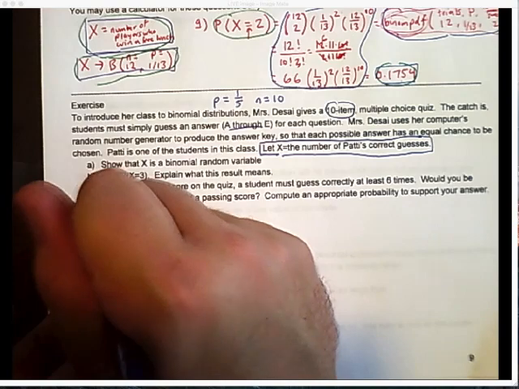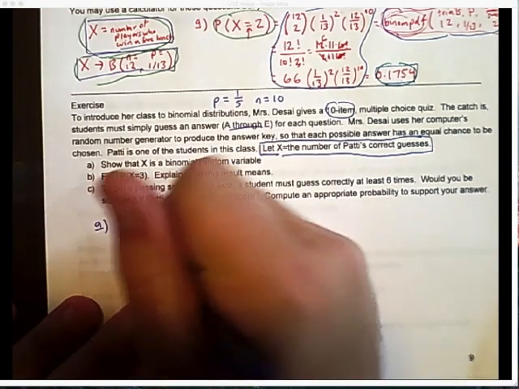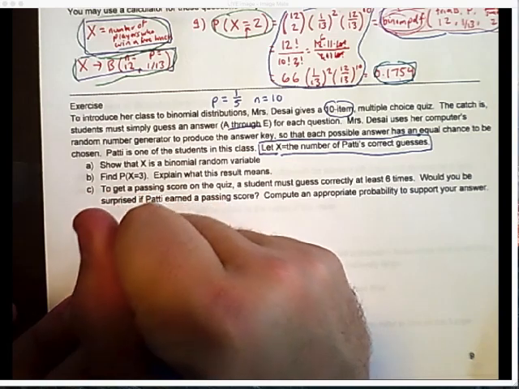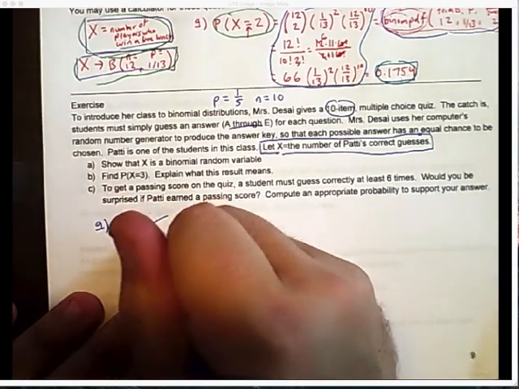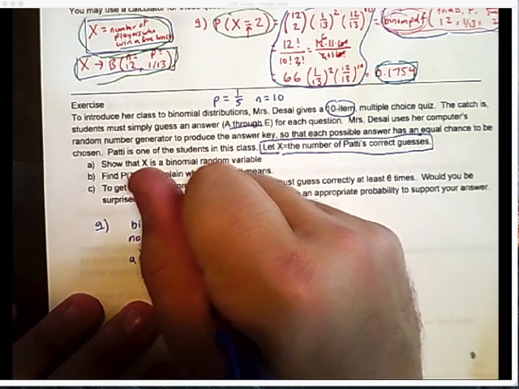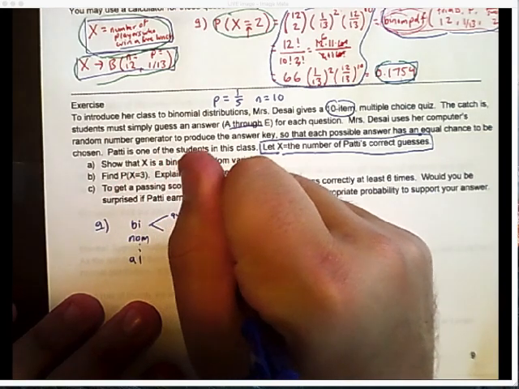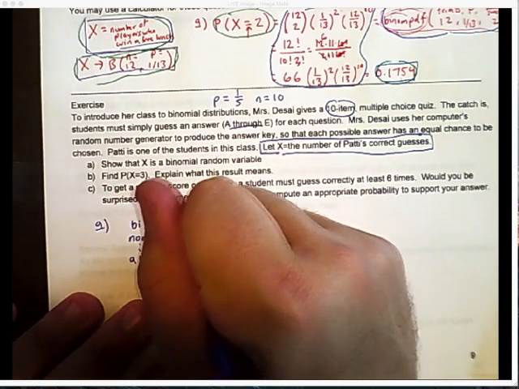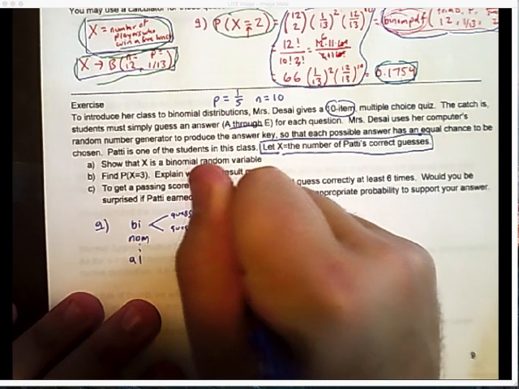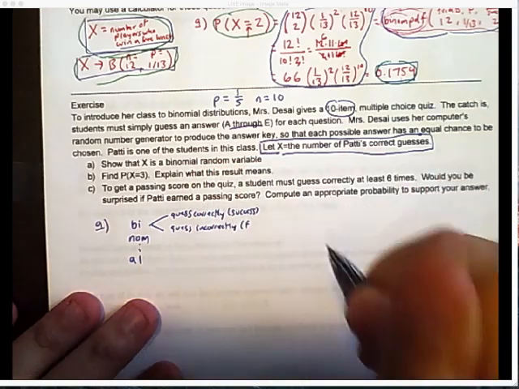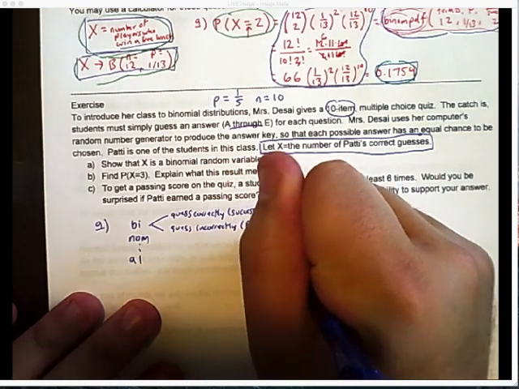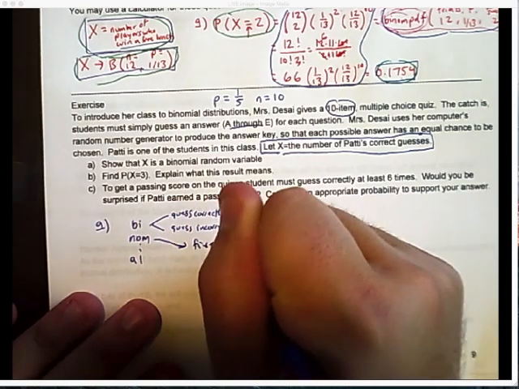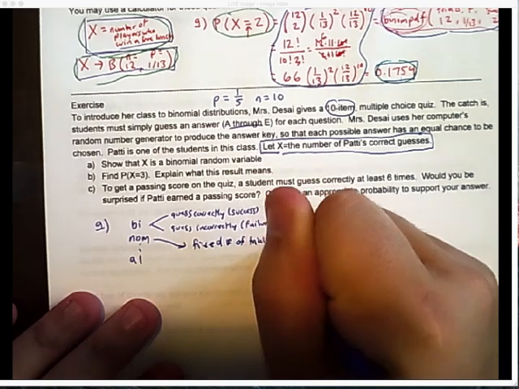So part A, show that X is a binomial variable. All right. So to be a binomial variable, it has to meet the 4 conditions. So we can guess correctly, that would be a success, or we could guess incorrectly, and that would be a failure. Known, fixed number of trials: there's 10 questions.